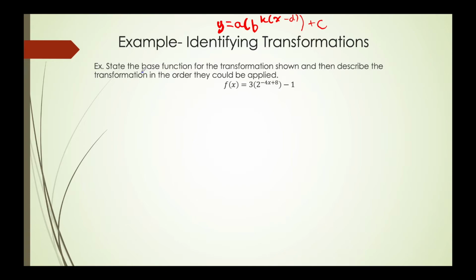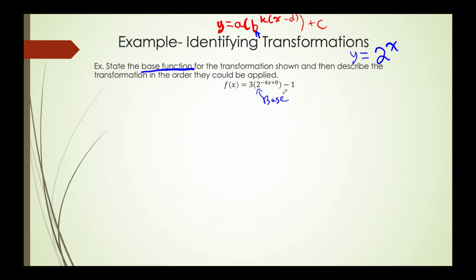The first thing we notice is that the base function can be found by looking at where the exponent is in the transformation and looking at just what its corresponding base is. So in this case, we have an exponent of negative 4x plus 8, and the base is 2. So that makes sense that our base function will be y is equal to 2 to the x, because our 2 is our base here. So this is going to be our base function. It's going to be 2 to the power of x.